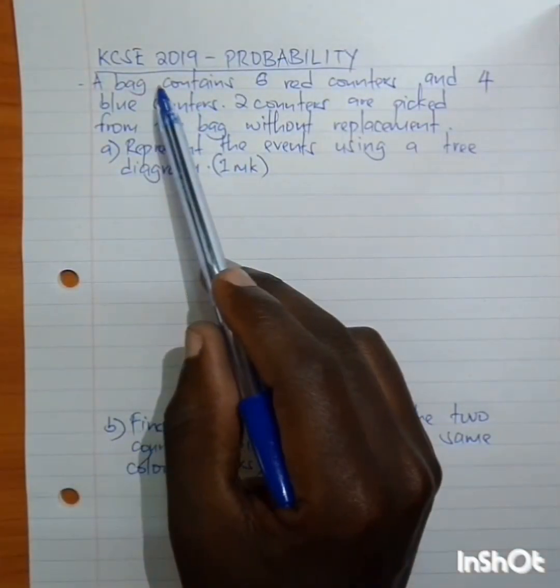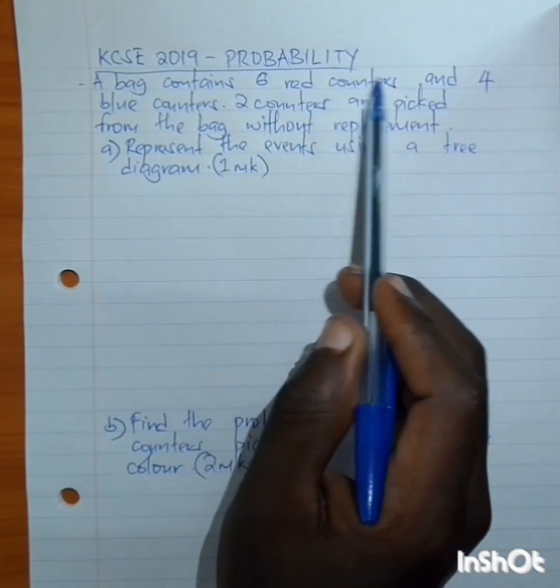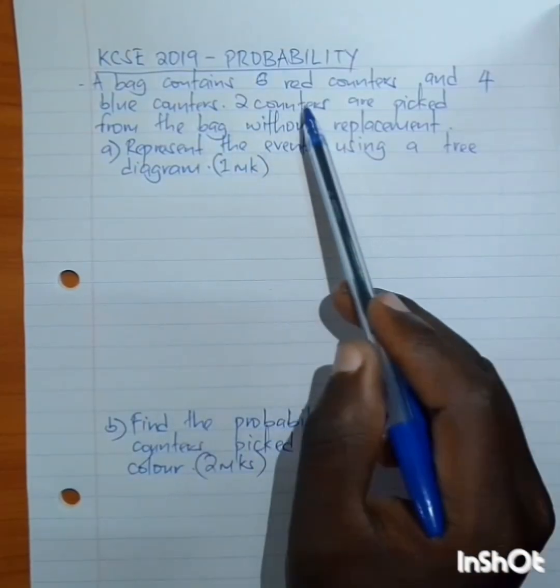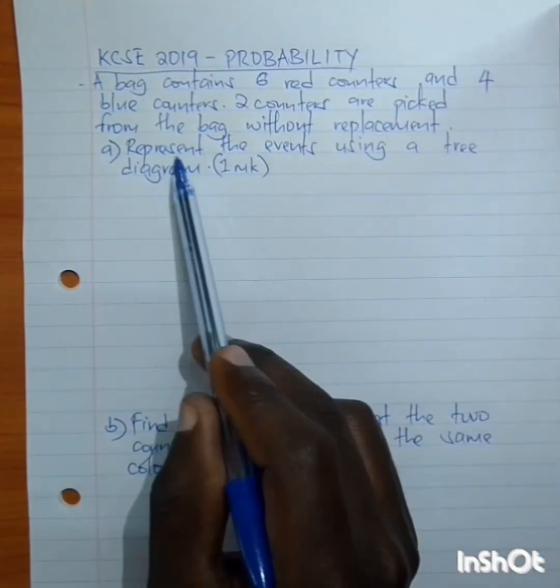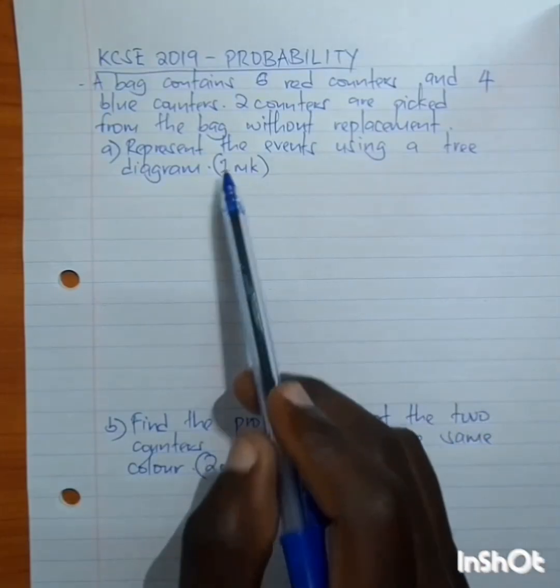They've told us that a bag contains 6 red counters and 4 blue counters. 2 counters are picked from the bag without replacement. Represent the events using a tree diagram.